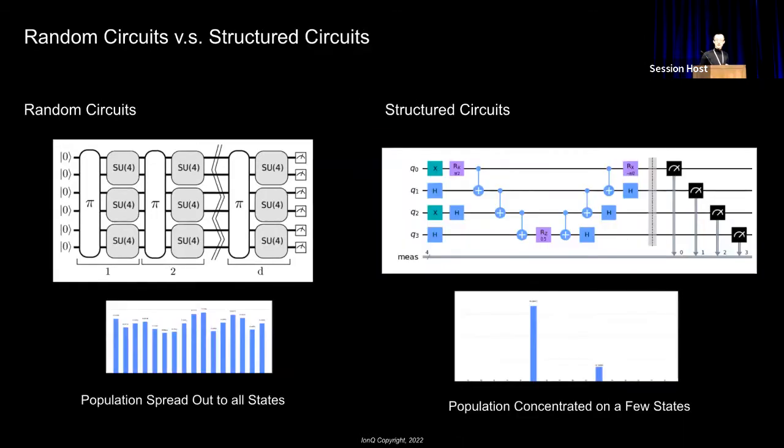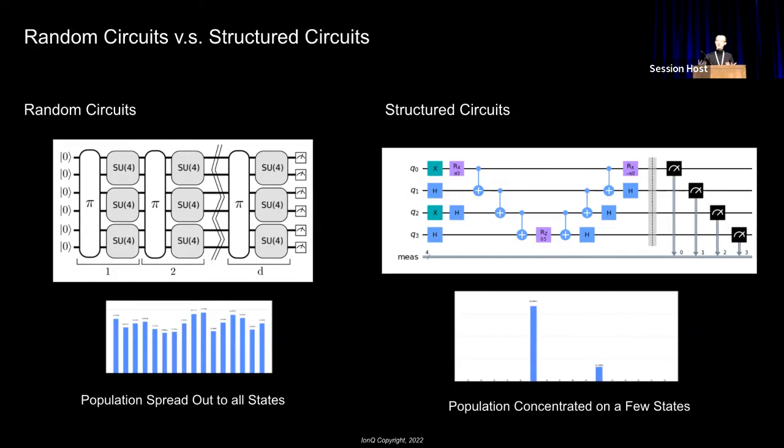The other difference between these random circuits and more structured circuits is that for a random circuit with all of these random 2-qubit gates, you really have this population of your state. Once you measure it, the population will spread out to all the possible bit strings. But for more structured circuits, on the right here, I show a VQE circuit. Once you measure it, you'll find that the population is more structured and concentrated on a few states. So the measurement results for random circuits and structured circuits are quite different.